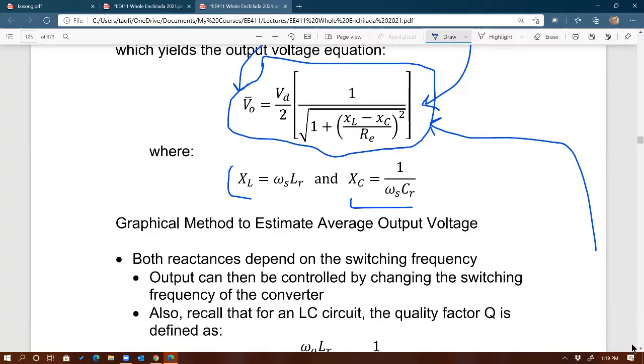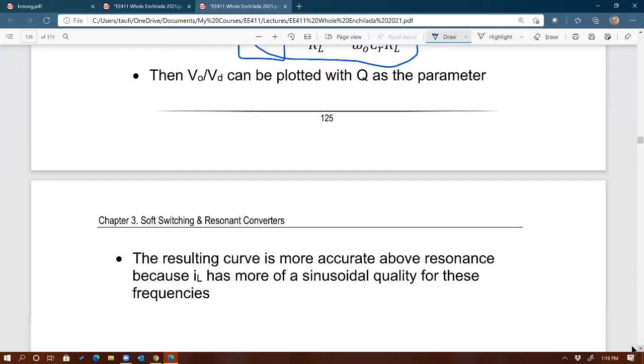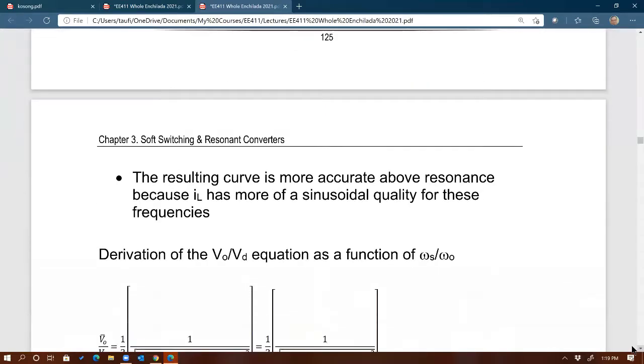Is there another way? Yes, we can use a graphical method, just like the previous circuit. In this case, since we have a resonant circuit, I could come up with a family of curves that would depend on the Q factor. Remember Q factor, quality factor, depending on how much energy is being stored with how much power is being dissipated. That's the definition of quality factor.